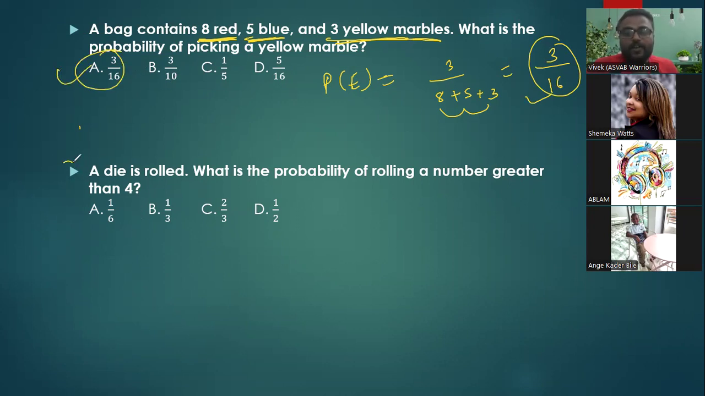Now, guys, if you can solve this, solve it fast. Otherwise, I'm going to solve it. Those who can solve it, send me the answer in the chat box.